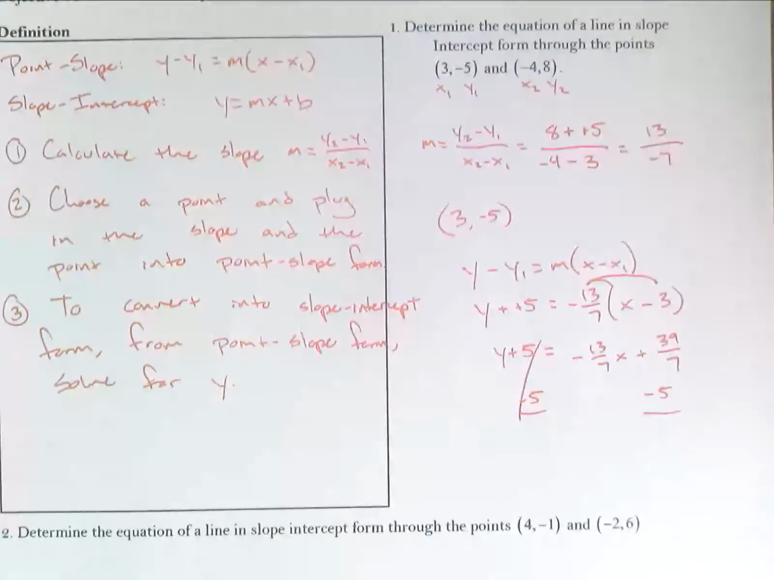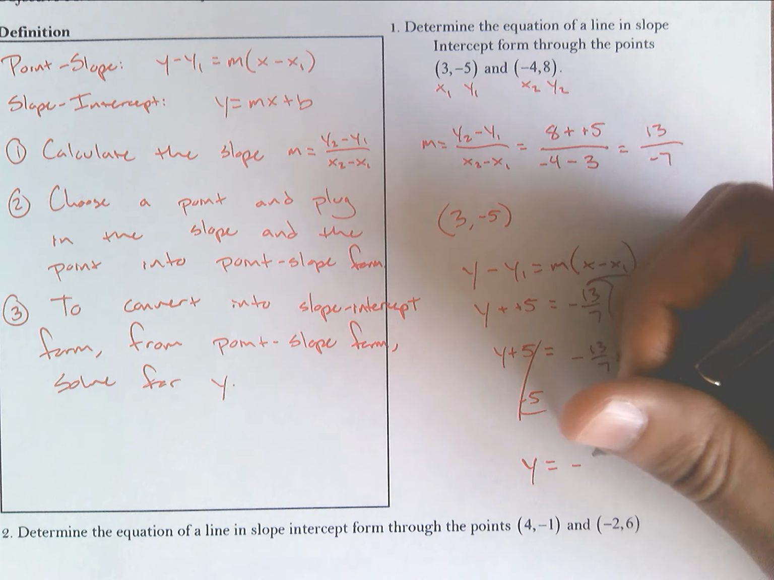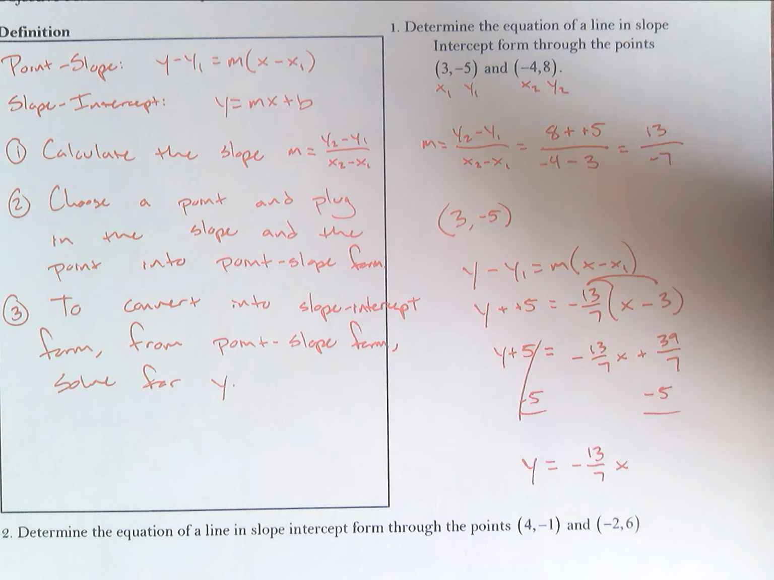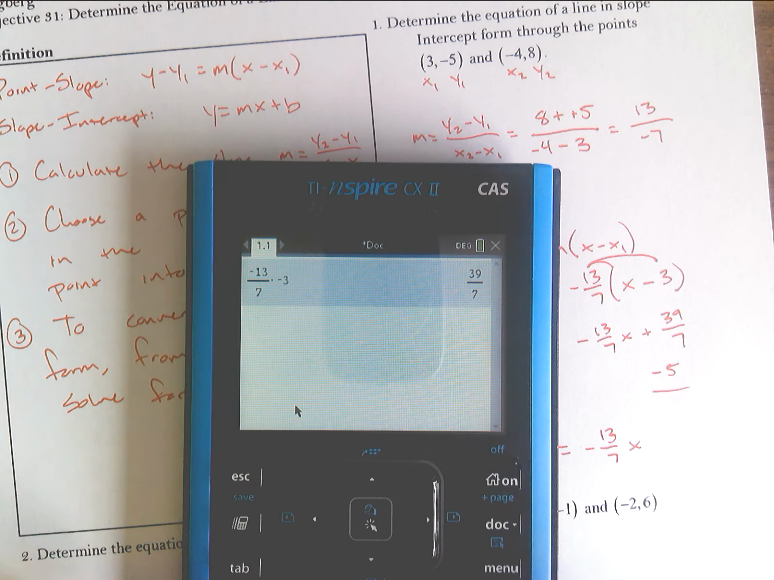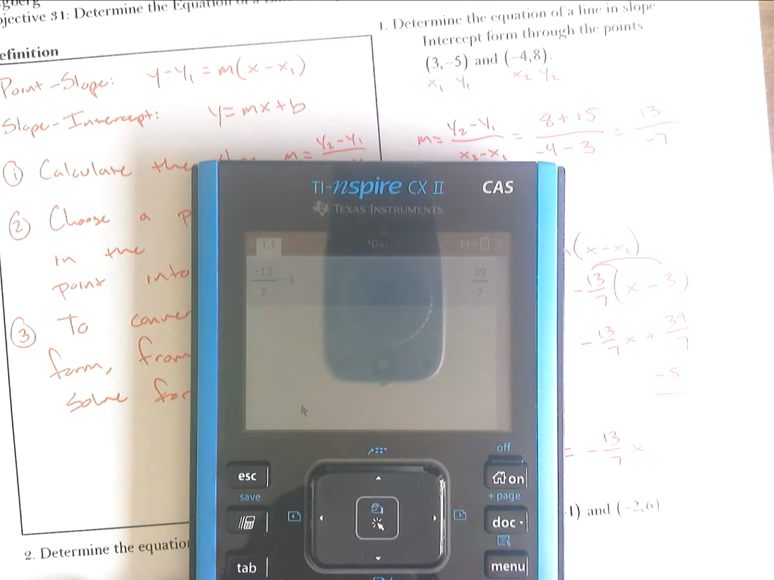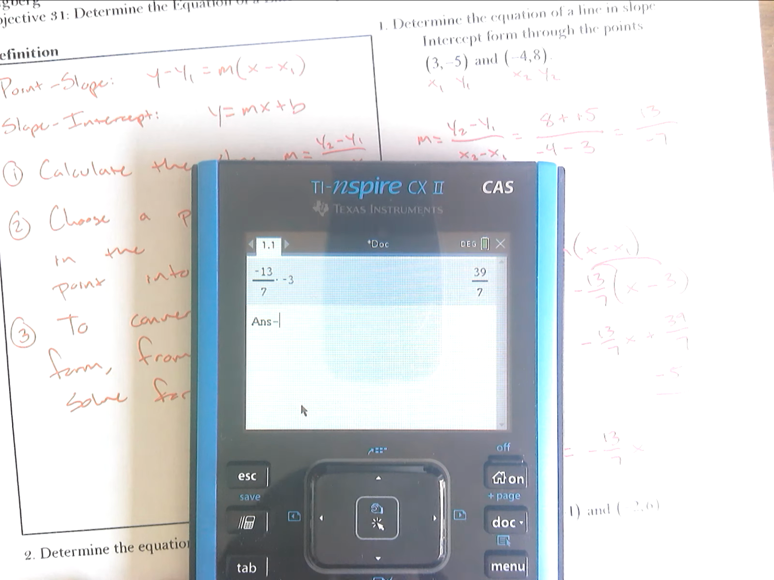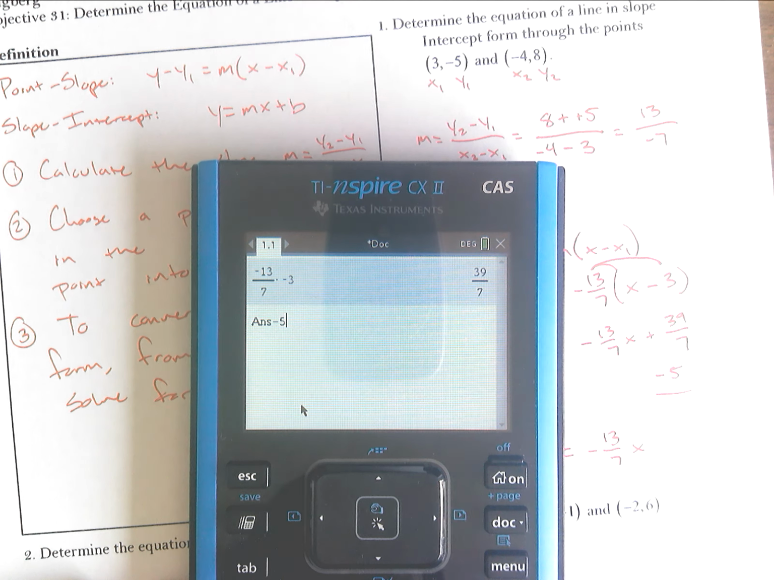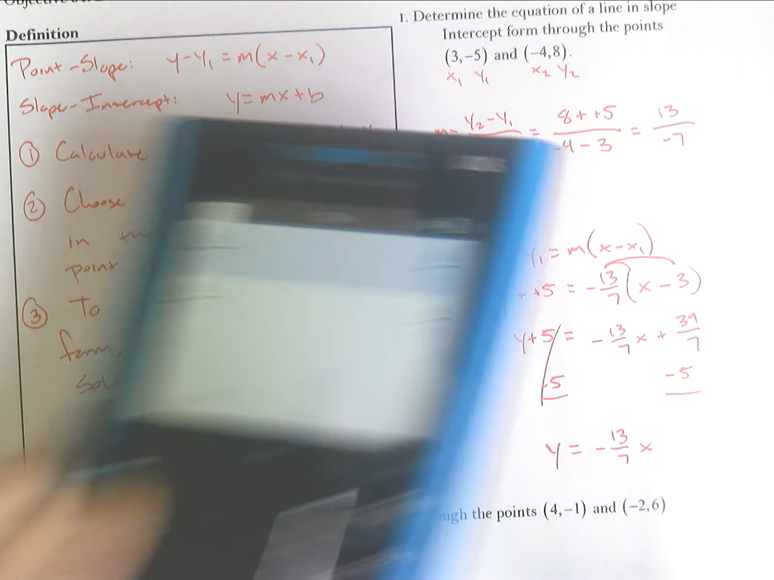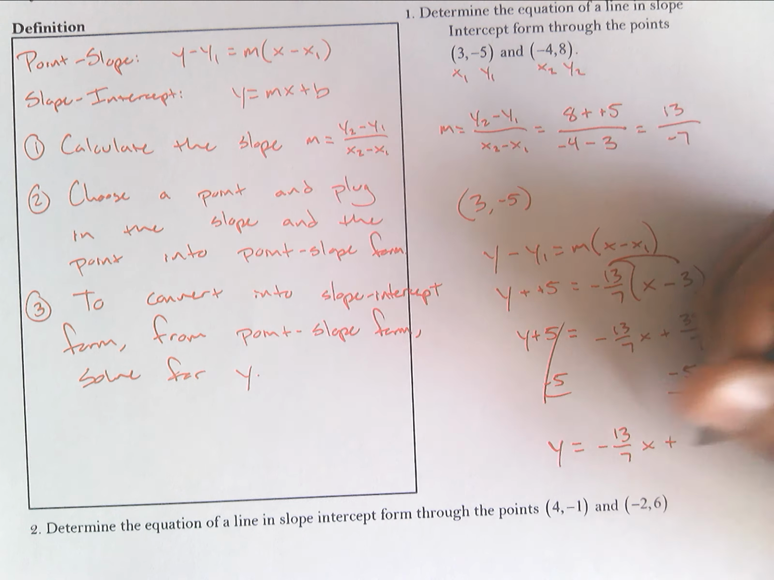So on the left-hand side, we have just y. On the right-hand side, we have negative 13 sevenths x, and then 39 sevenths minus 5. Well, let's see what that is. Let's pull out our calculator again. So we already have 39 sevenths, so we're going to subtract 5. You can also type it in again, and that gives us 4 sevenths. And that's a positive 4 sevenths, so plus 4 sevenths.